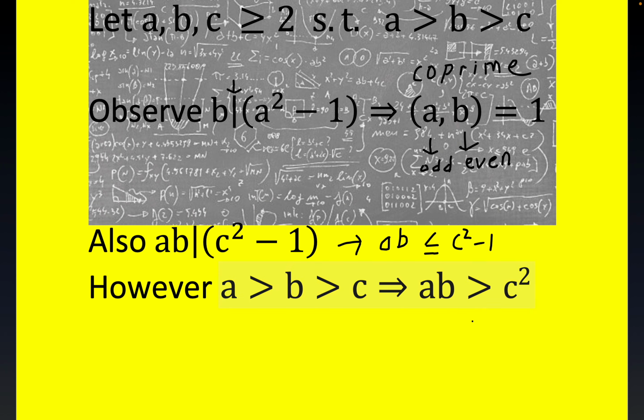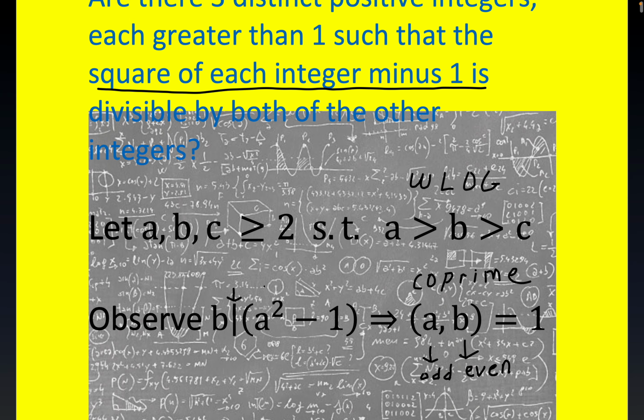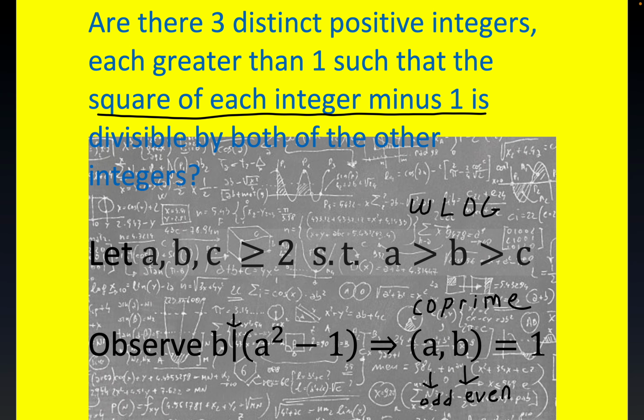Well, that's certainly a contradiction, all right? So we have a contradiction. And what does that mean? That means that this condition can't happen. It's impossible. So the answer to the question would be no. This is a contradiction, and that means we don't have three positive integers that could satisfy those restrictions. Contradiction. So again, the answer to the question would be no.